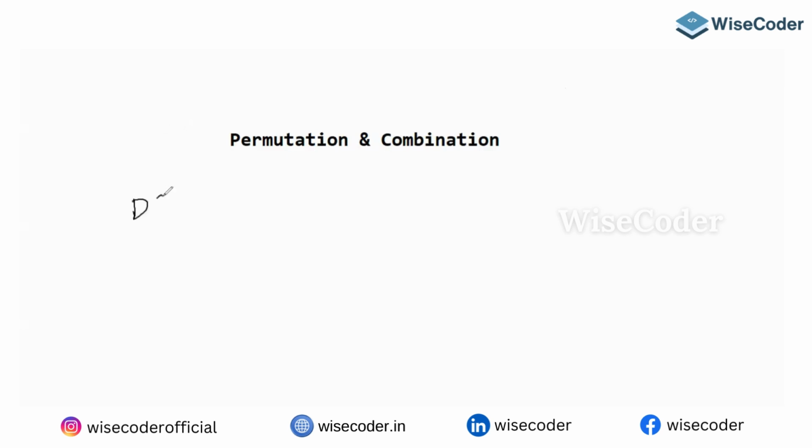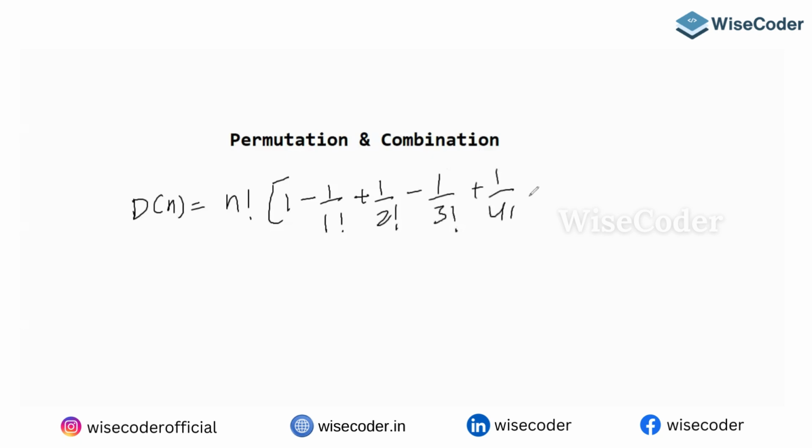So derangement of n particular objects is, please write down, n factorial into (1 minus 1 by 1 factorial plus 1 by 2 factorial minus 1 by 3 factorial plus 1 by 4 factorial and so on, plus minus 1 power n into 1 by n factorial).